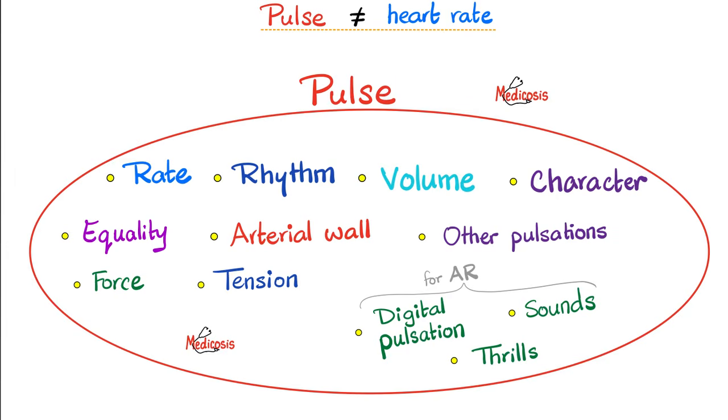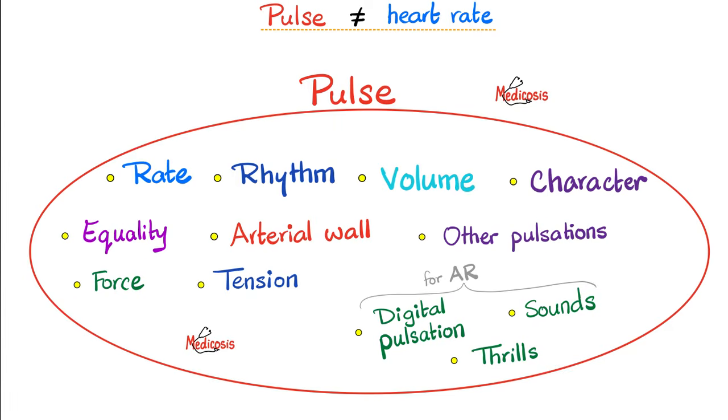Arterial wall. For example, patients with atherosclerosis will have a very stiff artery. The wall is thick and stiff. It feels like a cord under your fingertips. Other pulsations. For example, some patients have pulsations in the suprasternal area, in the suprasternal notch. We call them suprasternal pulsations.